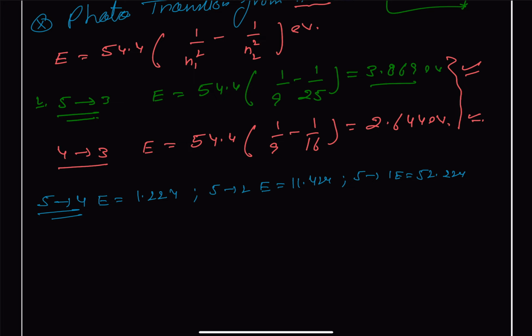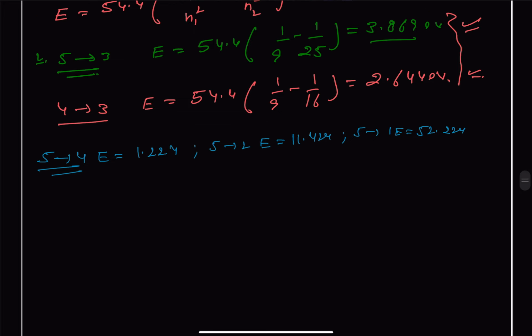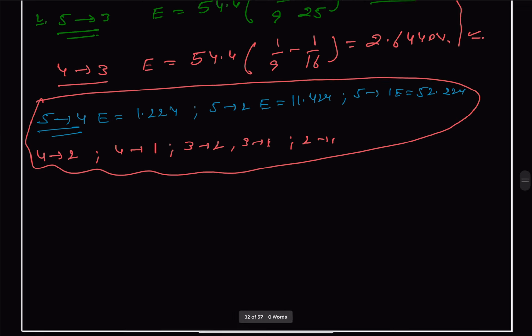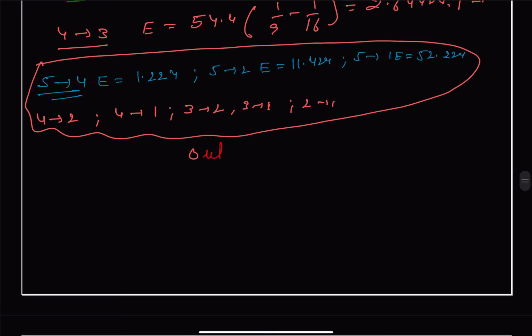Okay, so this entire spectrum, let me write, this is our 4 to 2, and we have our 4 to 1, then we have our 3 to 2, and we have our 3 to 1, and lastly we have 2 to 1. All these are outside the given range. Range is basically between 2 and 4.